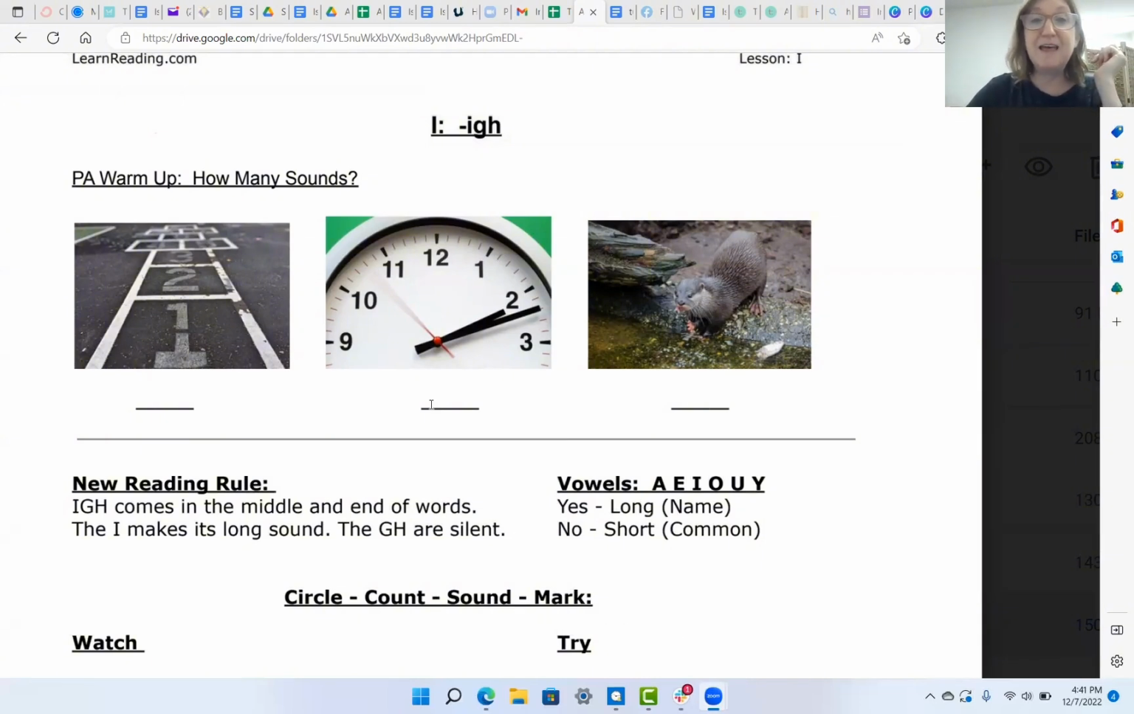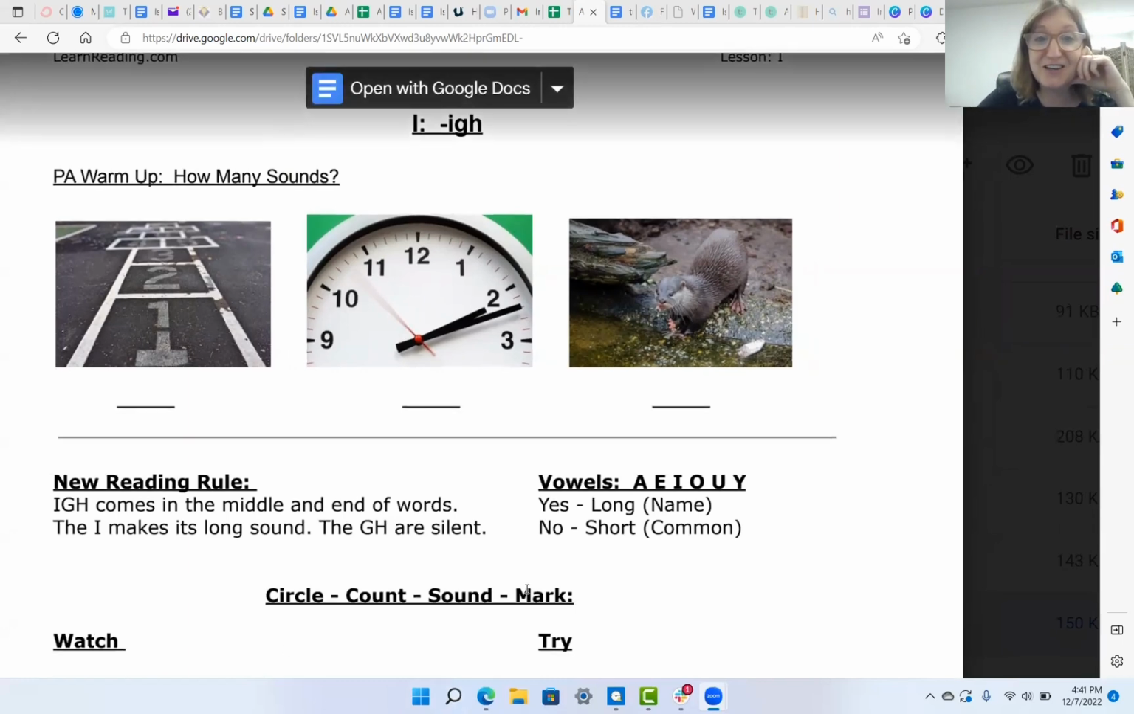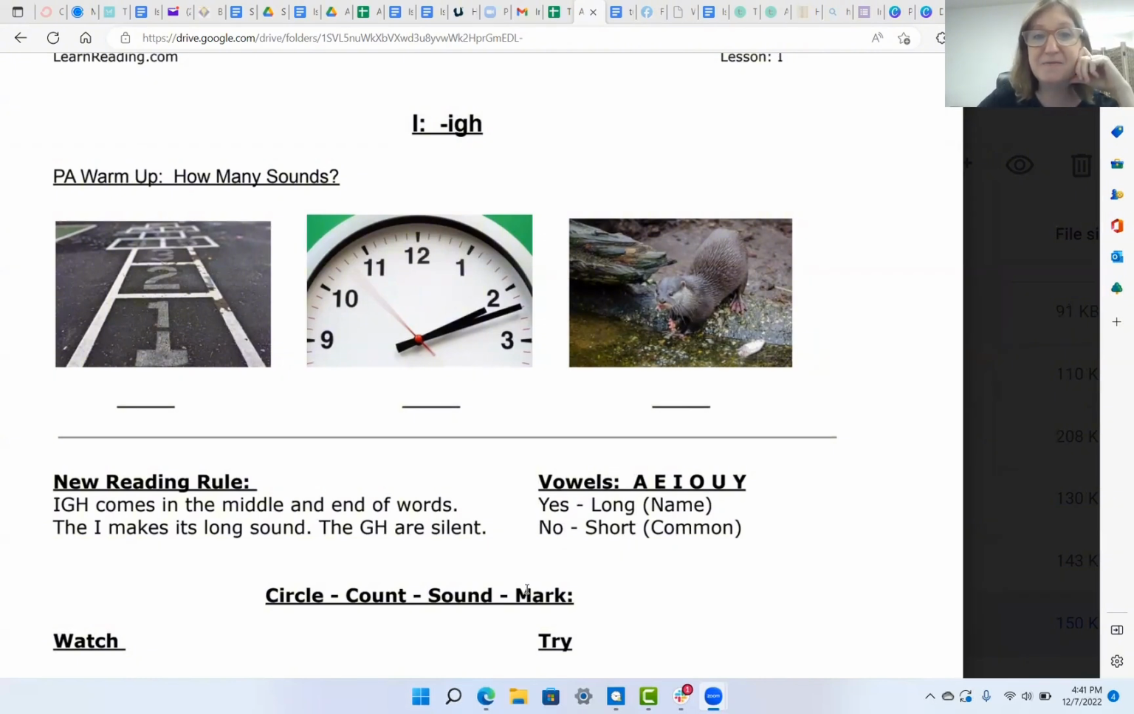So keeping that in mind, how many sounds in otter? This one's a tricky one. You have to put the letters out of your mind. Wow, excellent. Yes, otter has 3 sounds. o, t, er. Watch the different mouth shape. Nice, nice, nice. Beautiful.